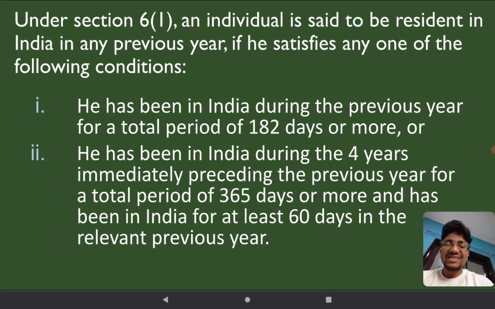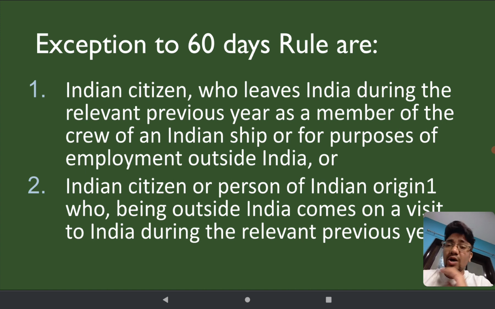Now for this 60 days condition, there are certain exceptions. This 60 days condition is not applicable to all. What are those exceptions? Exceptions to the 60 days rule are Indian citizens who leave India during the relevant previous year as a member of the crew of an Indian ship or for purposes of employment outside India. Somebody who is leaving India for a job in Canada, UK, Australia, anywhere, would have definitely stayed in India for 365 days or more in the relevant 4 previous years. That is why this exception is given to them: check them for 182 days only, forget about 60 days, because they would have stayed in India but now they are going out. So check whether they have stayed for 182 days or not.